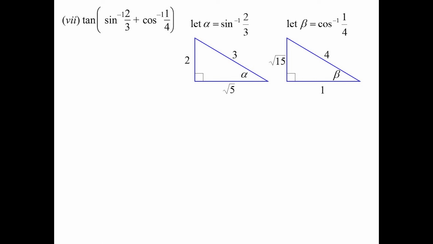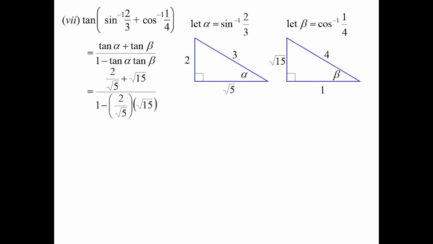I'll let beta be the inverse cos of 1/4. Let's draw a triangle for that one. Beta, 1 over 4, other side, root 15. And so now we're really just saying, what is the tan of alpha plus beta? Tan plus tan on 1 minus tan tan. And we just substitute in from our triangles.